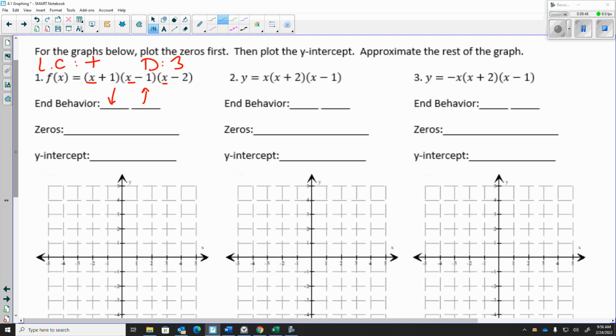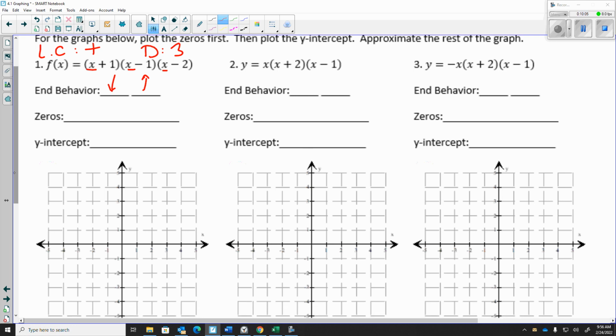Zeros. What are zeros again? It's a fancy word for the x-intercepts. Fancy word for the solutions, the x-intercepts, okay? To find the zeros, all we need to do is like you were solving this, right? If you were solving this by factoring, what would you do? You'd set all these things equal to 0, right? And you'd solve them. That would give you your x-intercepts.